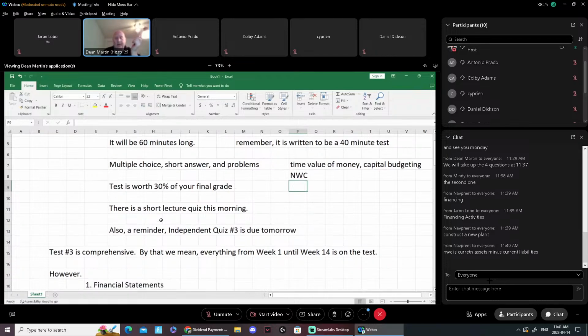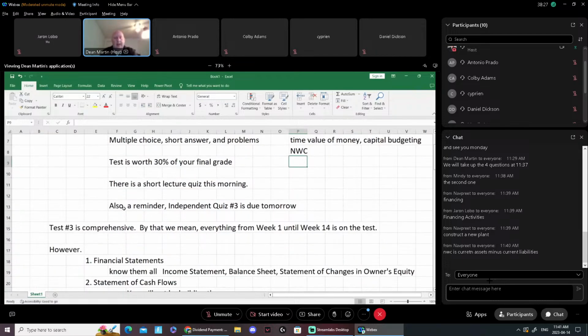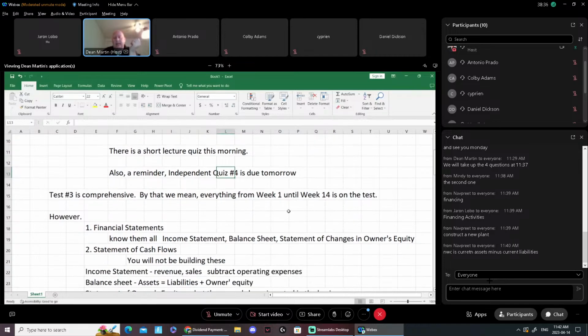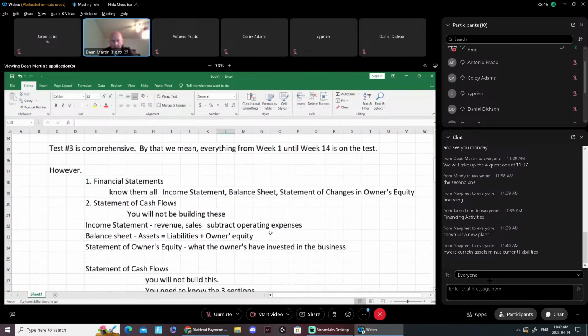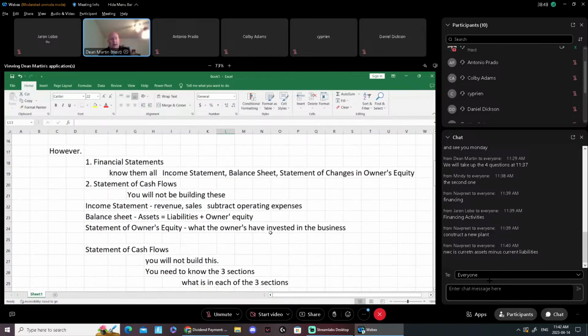Okay, the test is worth 30% of your final grade. We did the short lecture quiz already and took it out. Independent quiz number 4, excuse my typing, is due tomorrow. Test number 3 is comprehensive, so everything from week 1 to week 14 can be on the test. And I try and narrow it down here. This isn't a legal binding summary, so any of you who are copying this out, this isn't a written contract. This is me just trying to save your studying time.